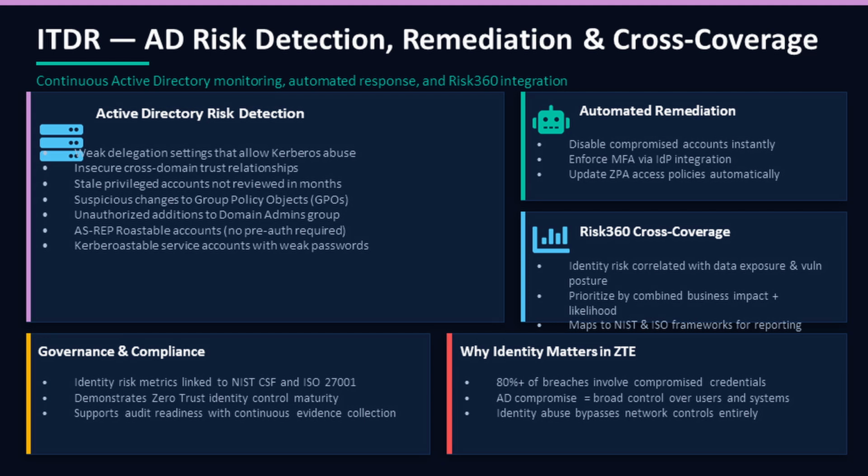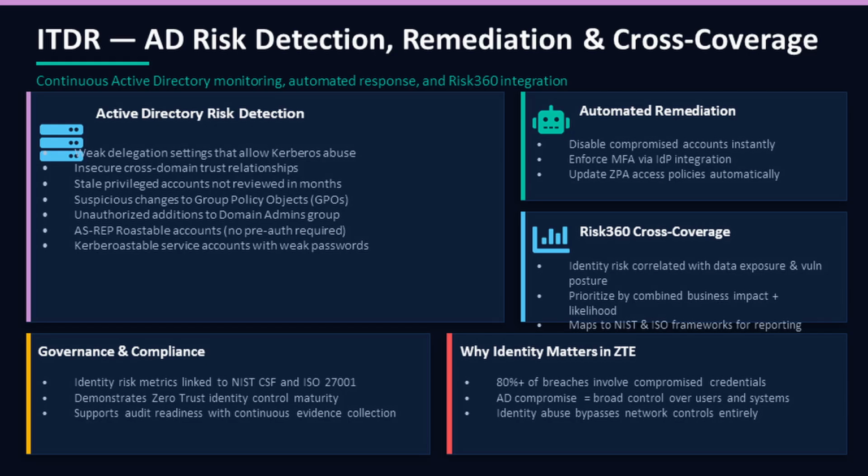This automation is essential in large environments where there might be hundreds of findings per day. Manual response to each one is simply not feasible. Risk 360 cross-coverage is how ITDR contributes to organizational risk posture beyond its own domain. Identity risk findings from ITDR are correlated with other risk dimensions in Risk 360: data exposure, external attack surface, vulnerability posture. This cross-correlation lets security leaders prioritize remediation based on combined impact and likelihood.